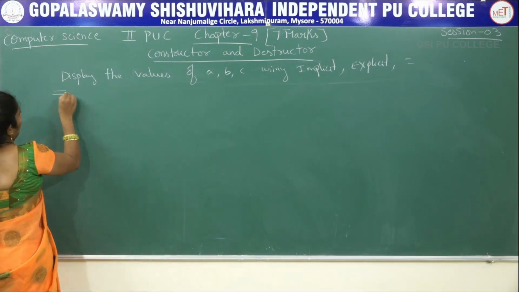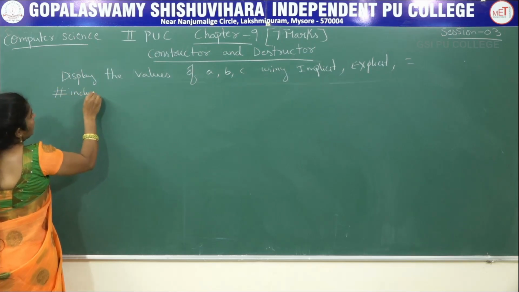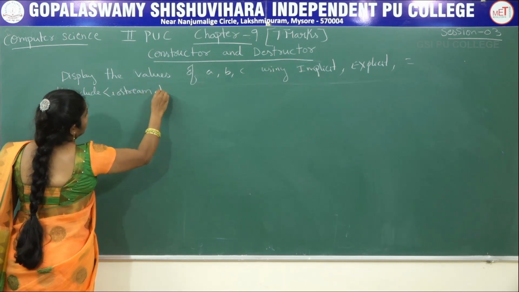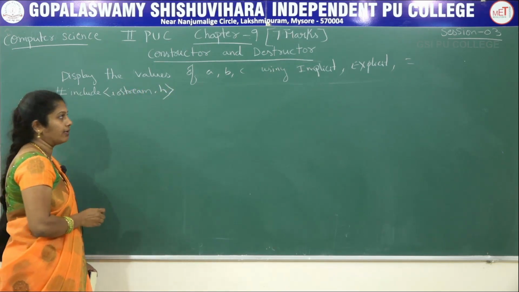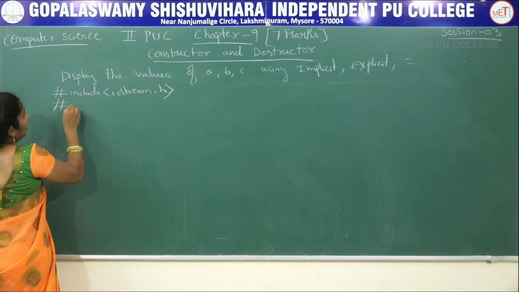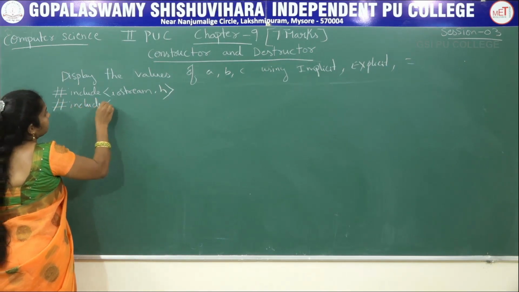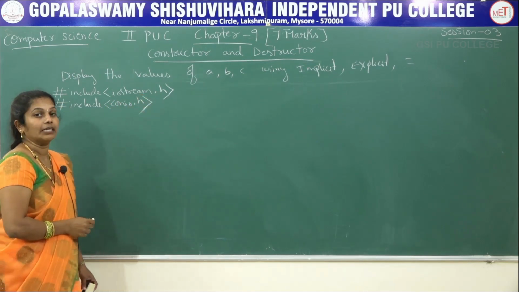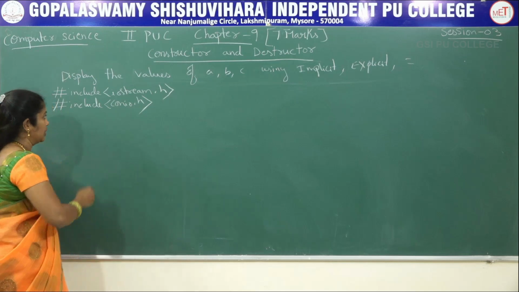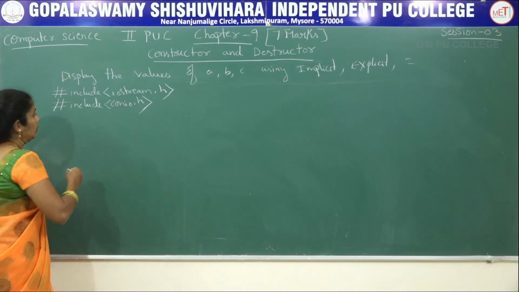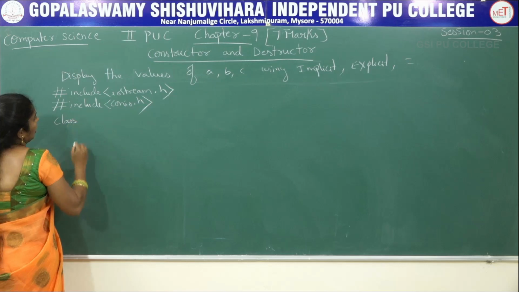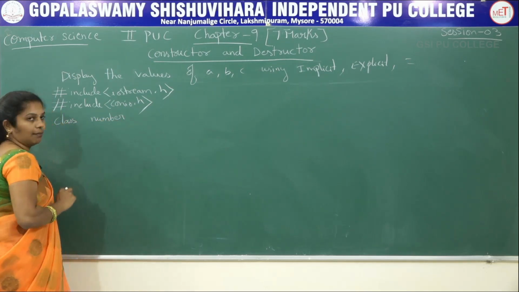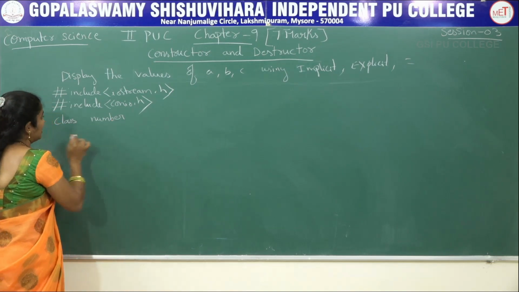For example, #include iostream.h. This is the supporting header file for cin as well as cout. Next header file, #include conio.h. This is a supporting header file for clrscr as well as for the getch function. I want to display the numbers of ABC. That's why I am taking the class name as Number.